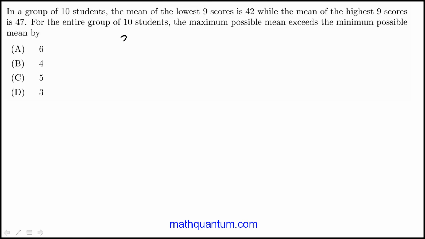This is a hard question, and I will use x1, x2, x9, x10 to represent these 10 numbers. So the first relationship is that the sum, because they give you the mean of the lowest 9 scores, is 42, which means that x1 plus x2 all the way to x9 is 9 times 42.